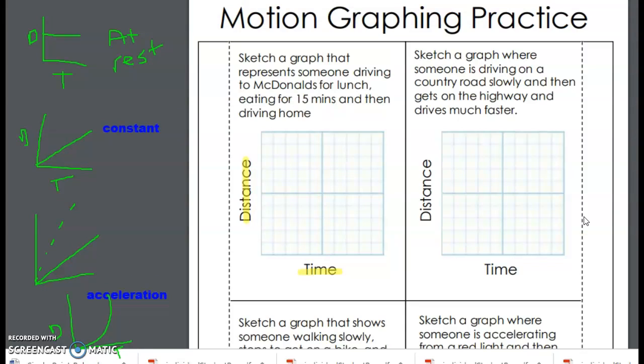And you have your sheet that I gave everybody, right? The one that has all the graphs on it to help you out with this. And I'm thinking about this. It's asking me to sketch a graph that represents someone driving to McDonald's for lunch, eating for 15 minutes, then driving home. Do you see how I underlined the 3 key pieces of information in that story? Going to McDonald's, eating for 15 minutes, and then driving home.